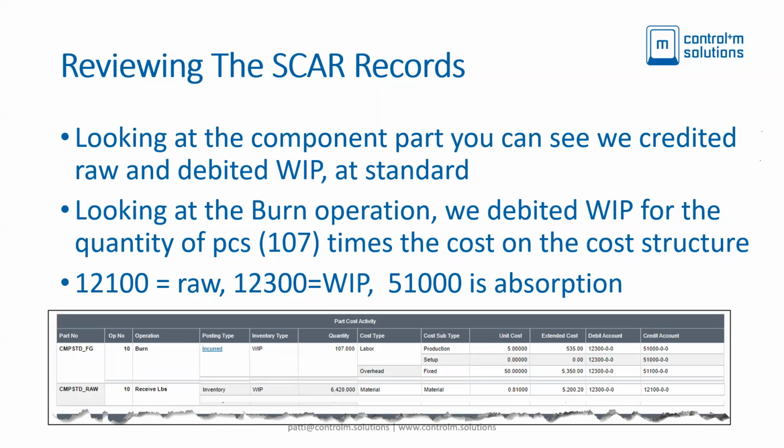And under the produced part, we can see the debits to the WIP accounts and credits to the absorption accounts for labor and overhead. These are the amounts right off the part cost structure, all 107 times that, debit WIP, and credit the labor and overhead accounts. So again, our inventory valuation has increased by the cost of the 107 parts in the same amount that the general ledger will increase when we post SCAR. These accounts, again, are defined in the cost accounts screen.